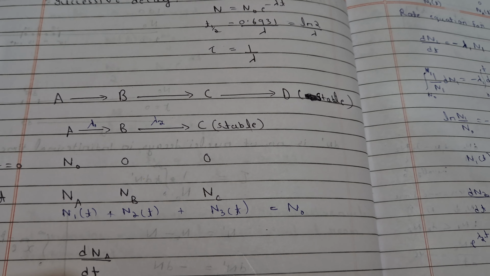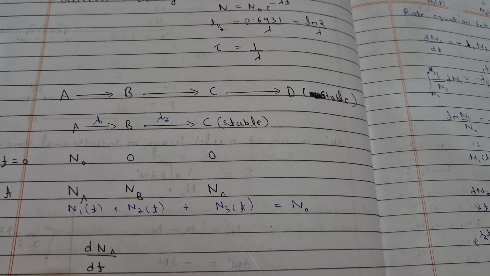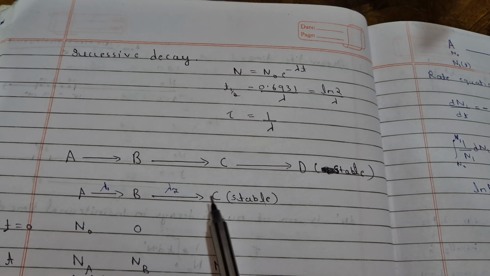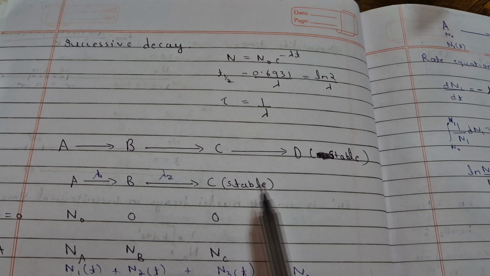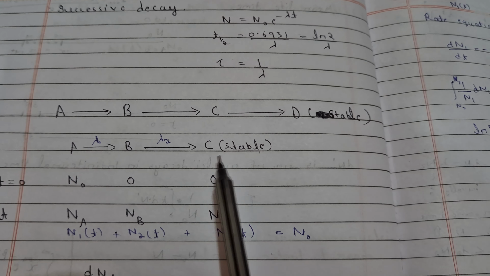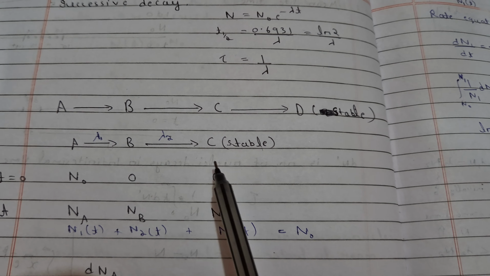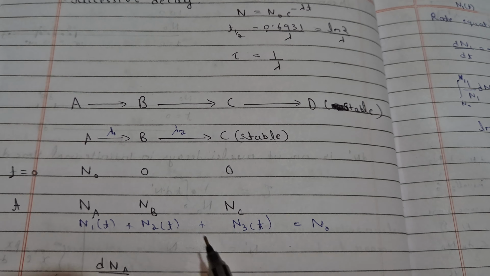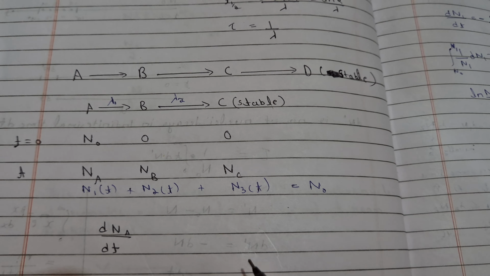In the last lecture we started radioactivity, and I was telling you that we will discuss successive decay, that is A to B, B to C, C to D. But in our syllabus we will study up to C only, A to B and B to C, and we will consider that it becomes stable after that. There are a large number of questions asked from this section, so you must pay attention here.